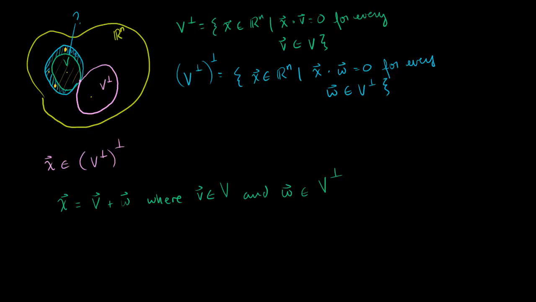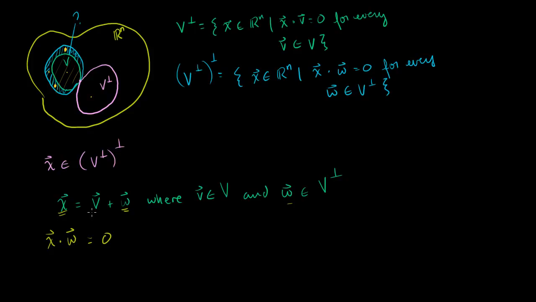Now, what happens if I take the dot product of x with w? What is this going to be equal to? Well, x is in the orthogonal complement of the orthogonal complement. So if you take the dot product of any vector in this with any vector in the orthogonal complement, which w is, you're going to get 0 by definition. This vector is definitely orthogonal to anything in V perp, right? Anything in V perp is orthogonal to anything in V perp. So this thing is going to be equal to 0.